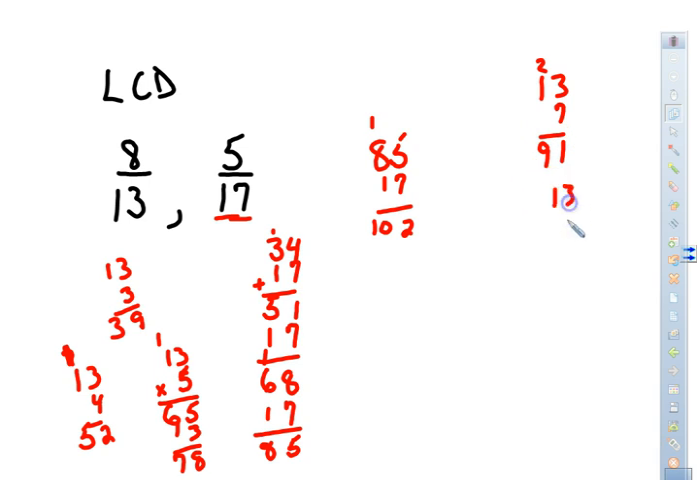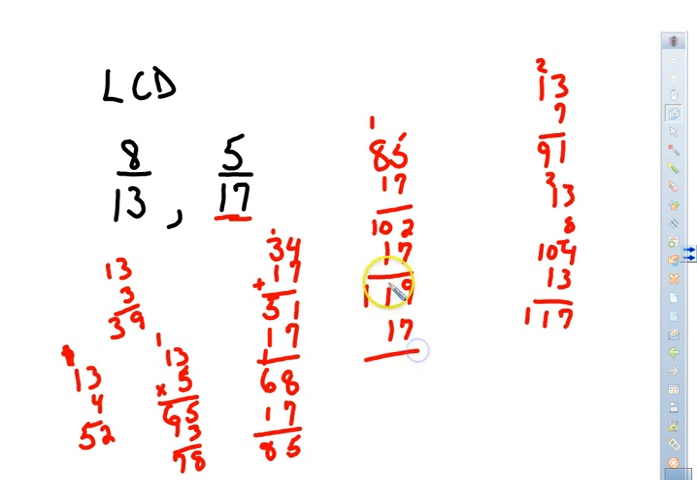Let's try 13 times 8. That's 104. So that doesn't work. So let's try another 17, and we get 119. And then try 13 onto this, which gives me 117. Still does not.